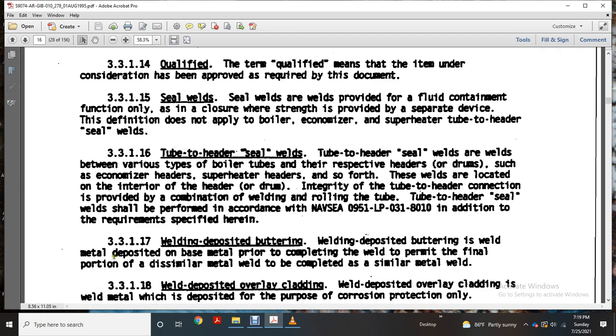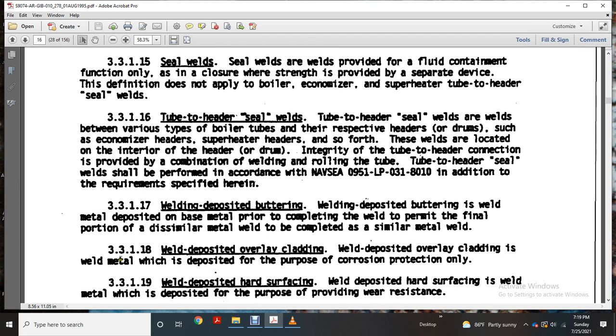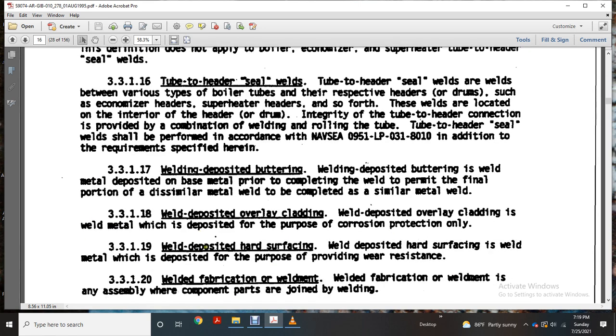Weld deposited buttering. Weld deposited buttering is weld metal deposited on the base metal with the tube, complete with the weld, to permit the final portion with the dissimilar metal to be completed with a similar metal weld. Weld deposit overlaying cladding. Weld deposit overlaying cladding is the weld metal deposited for the purpose of corrosion protection only. Weld deposit hard surfacing. Weld deposit hard surfacing is the weld metal deposited for the purpose of providing wear resistance.